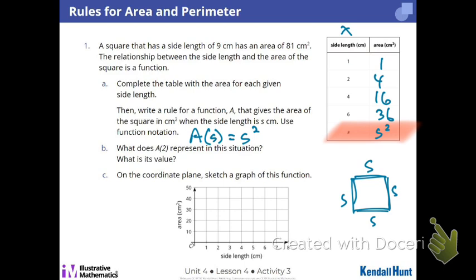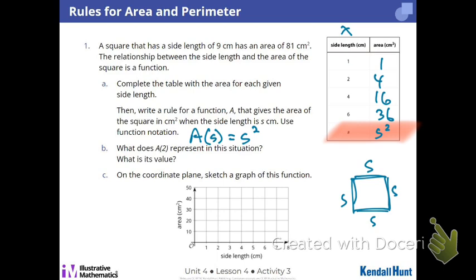This function, forever, if I know any side length, will give me the area of a square. So someone hit me with the side length. 8. 8 squared, 64. 8 goes in, 64 comes out. Hit me with another one. 10. 10 squared, 100. 12. 144. 13.275. Don't have it, but we could calculate that sucker.